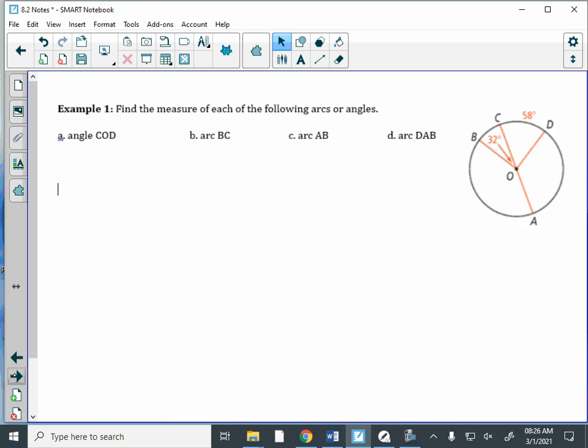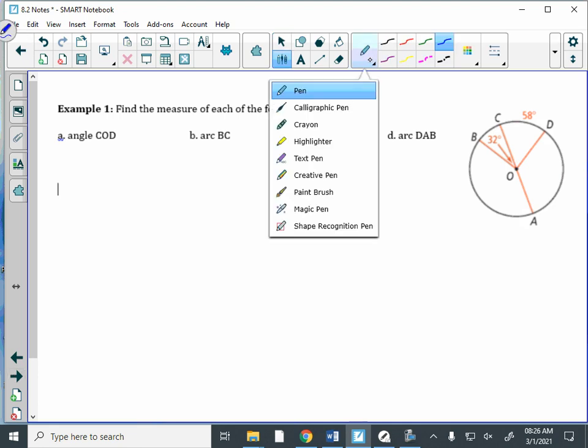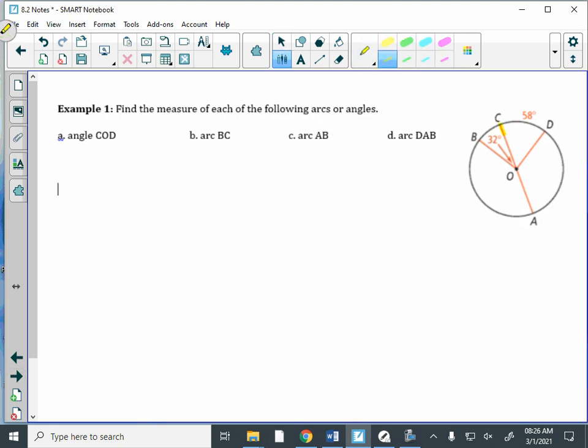We want to find angle COD. Angle COD, this yellow angle is right there. Whenever an angle is missing, go to the arc. That will help you find the angle. What type of angle is COD? It's central, right? It's on the center. So what do we know about the angle and the arc? The same. So if the arc's 58, what's the angle going to be? 58. So angle COD is 58 degrees.